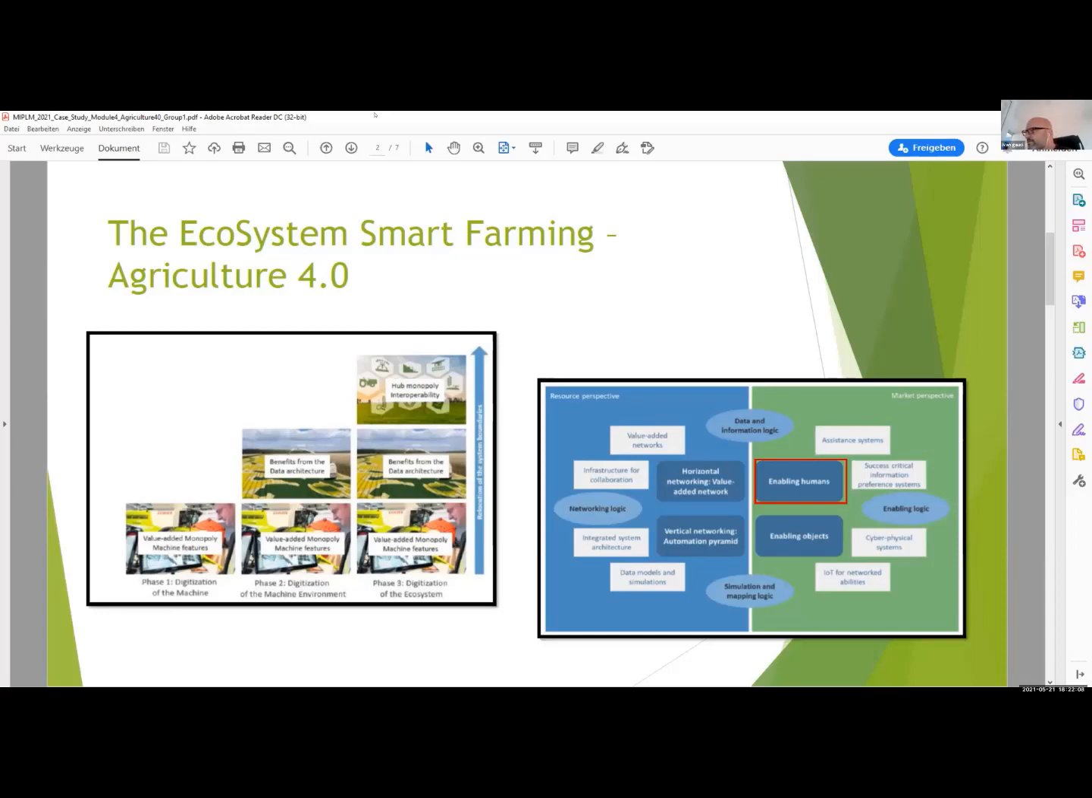As we can see from these slides, from the resource perspective and the market perspective, our case, our patent, is more about enabling humans, how this patent really helps the human as a basic patent.